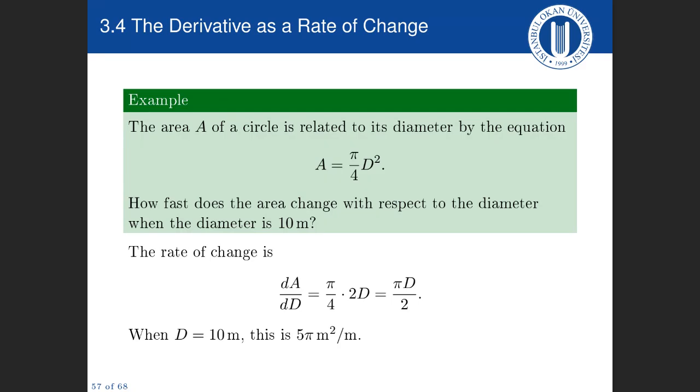So we do our calculation. We want to calculate dA/dD. So we differentiate our formula with respect to D, pi over 4 multiplied by 2D, or just pi D over 2. What is this rate of change when D is equal to 10 meters? We get 5 pi meters squared per meter.